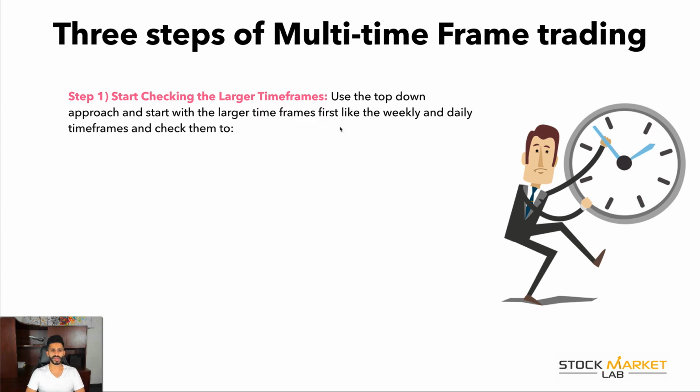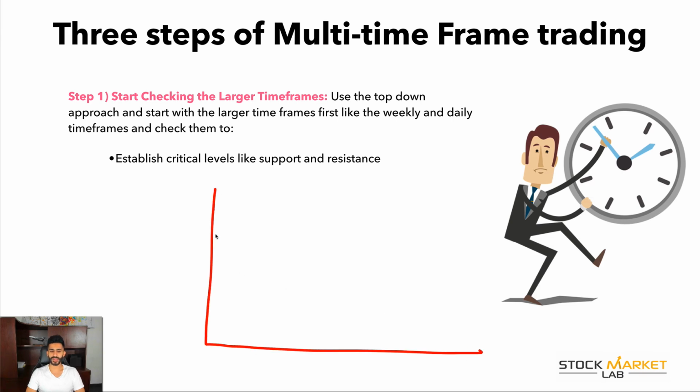So the first step is we start checking the larger time frames. We always start with a larger time frame. We use the top-down approach and start with the larger time frames first, like the weekly and the daily, and we check them for the following information. We check them to establish critical levels like support and resistance. So when we look at our large time frames, we are establishing our critical support level, right? We're also establishing our critical resistance level.